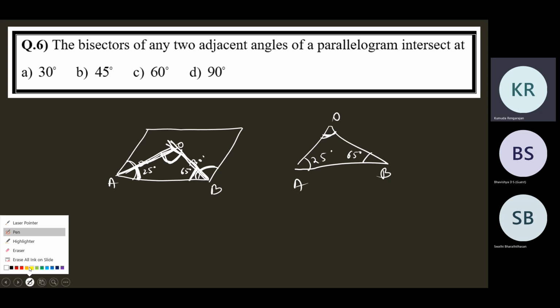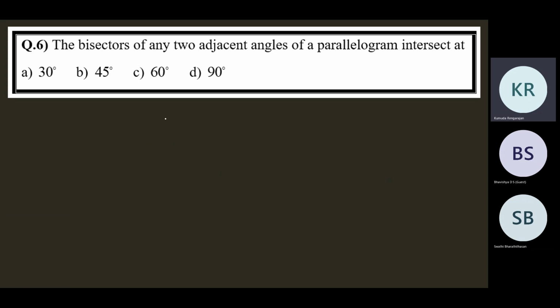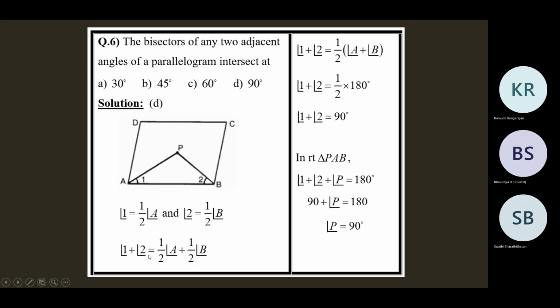Okay, so now we have seen this numerically. Now let's see how to write the proof for that. I have it worked out, so let me show that. Now see the figure here. I've taken a parallelogram ABCD, and AP is the bisector of angle A, BP is the bisector of angle B.